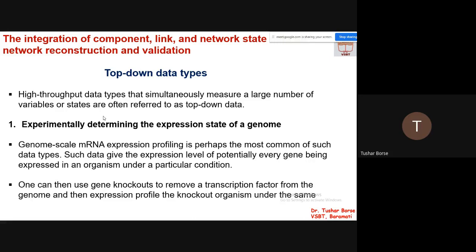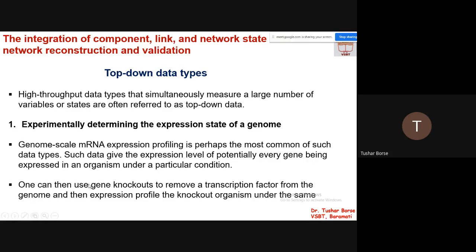Take the same E. coli, but now you put it into lactose medium. So in that particular state, again you go for the genomics, proteomics, transcriptomics, metabolomics studies, get the data, and then you put it into the form of a network, right? Such kind of data which you use to construct the network is called what? Top-down data types.